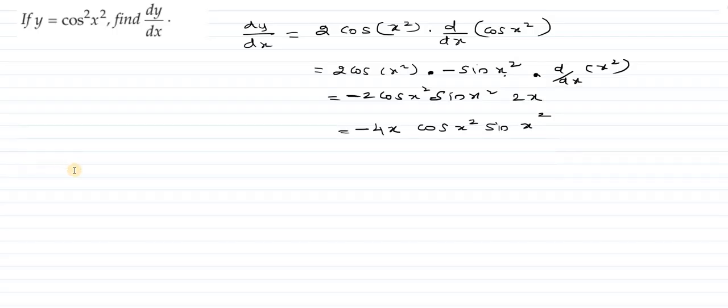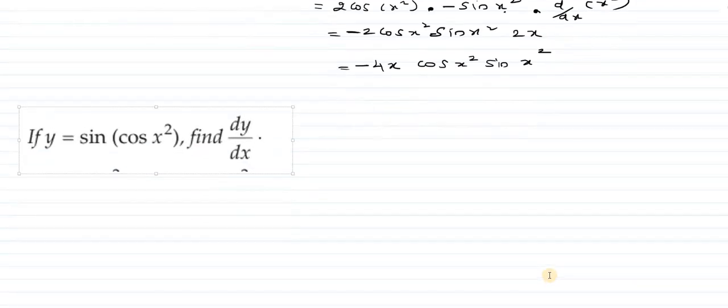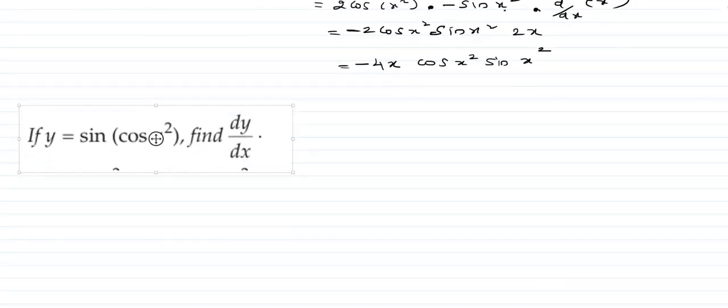Next. This one. Again, sine. Sine of cos. Here, angle itself is a function, a trigonometric function. Correct? So, angle itself is a function, so first what we have to do? Power. Power is what? 1. Correct? Only sine is there. So, what will it be?